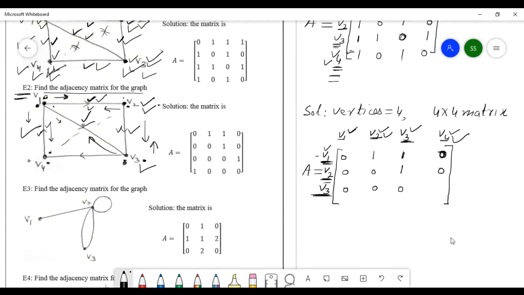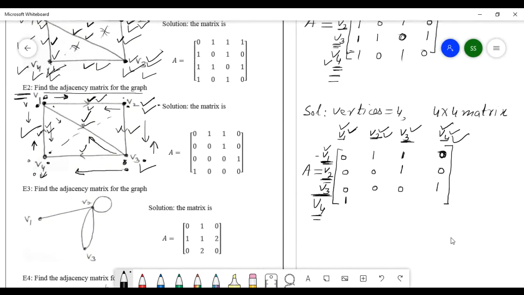And now start from V3 to V4. V3 is here and V4 is here. Start from V3 and go to V4 this way, and the arrow is this way, so the edge is present, so here 1. Right? Now come to V4. Start from V4 to V1. V4 is here and V1 is here. You start from V4 going this way, and the arrow is the same way, so the edge is present, 1.